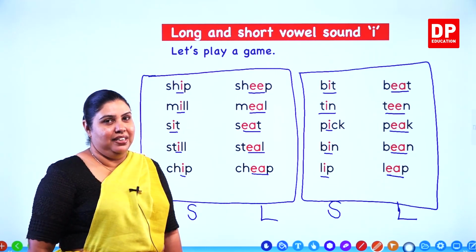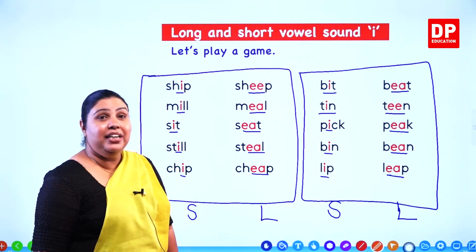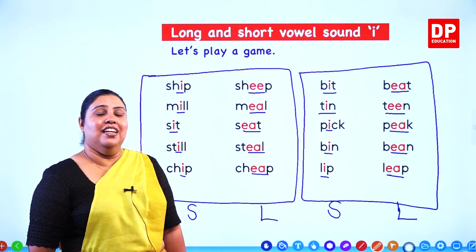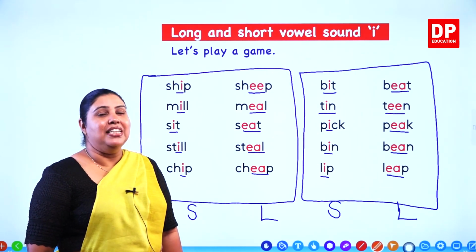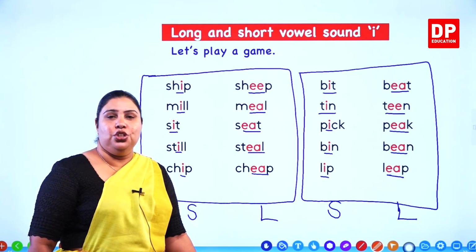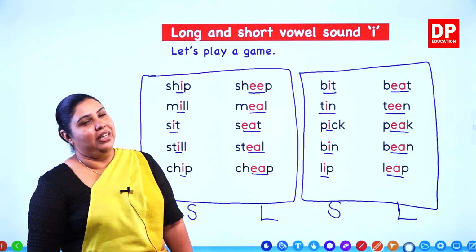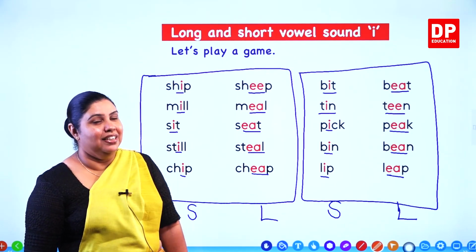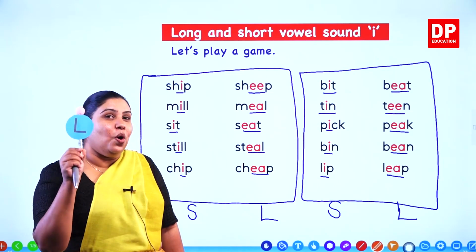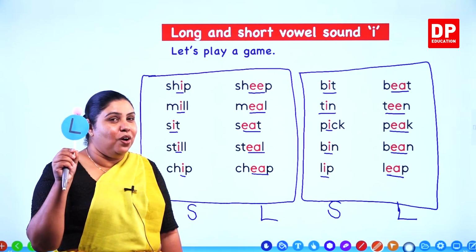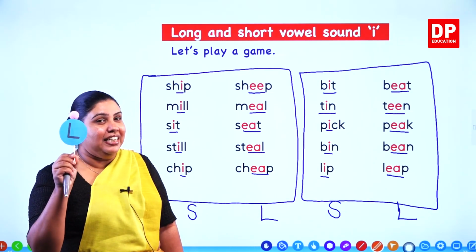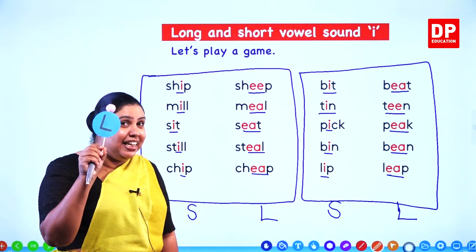My next word is bean. Bean. When I say bean, is it a short E or a long E? Bean is a long E. So you have to take your long E sound word, letter L.